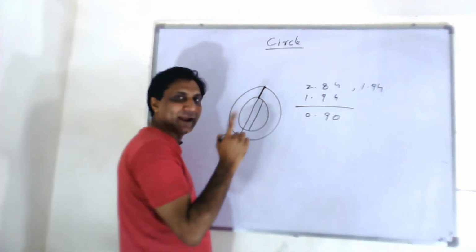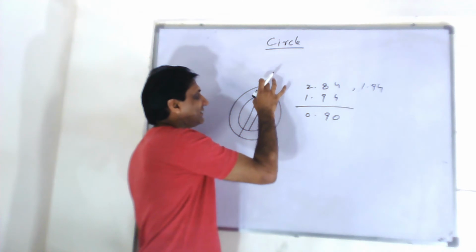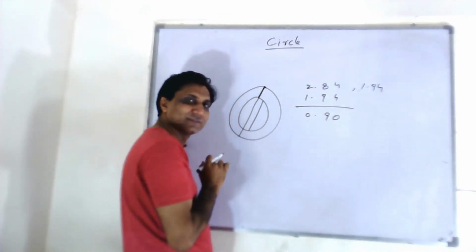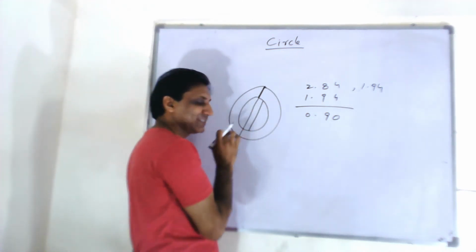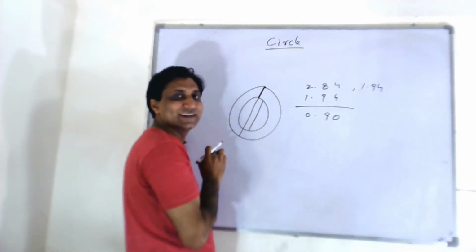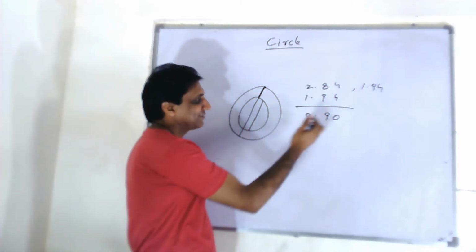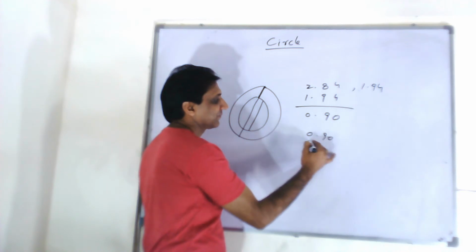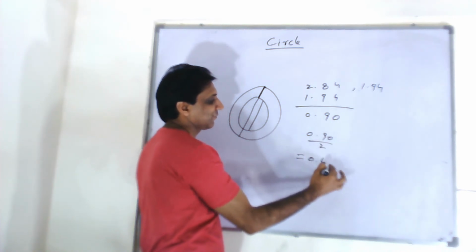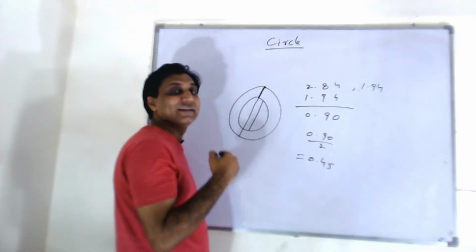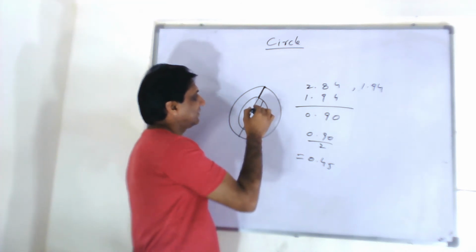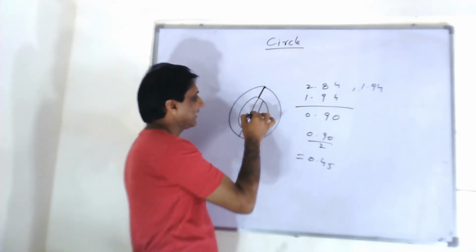that will be 0.90. And what is this? This is the sum of this and this, two thicknesses. We need just one. So divide this by 2. That will be 0.45. The other way is to divide the diameters and find out the radii.